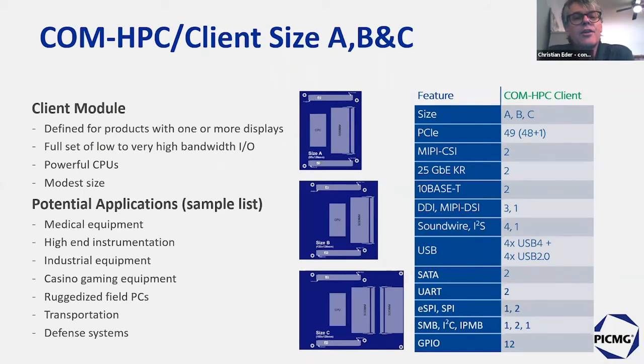The applications for the client modules are, as mentioned before, all client types of application where a user interface is required, where video outputs are required, where multiple video outputs are required, or even the highest resolutions. So today we talk about 8K displays with high color depths and high refresh rates. It's a lot of performance also for the graphics interfaces, and COM-HPC can support that. We see demand here in medical, but also in instrumentation, gaming, but everything which is rugged and even up to defense systems.